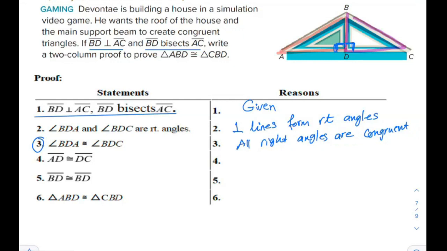We didn't use the bisection. BD bisects. Bisect means cut at the middle. That means this part will be equal in length to that one. That means we can say that AD is congruent to DC, and that is due to the definition of segment bisector.